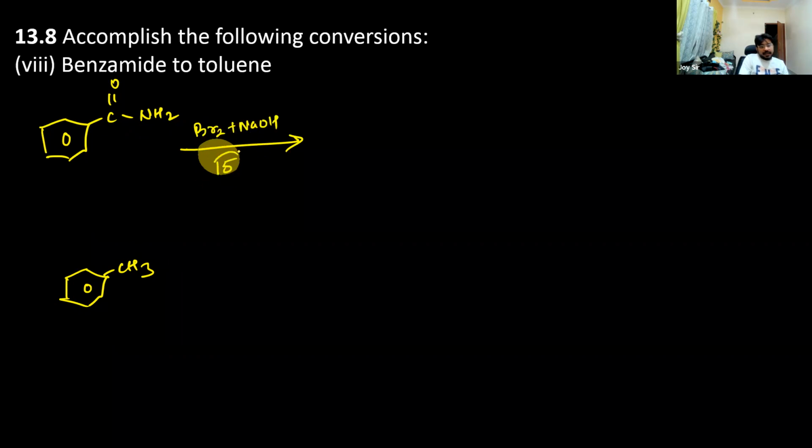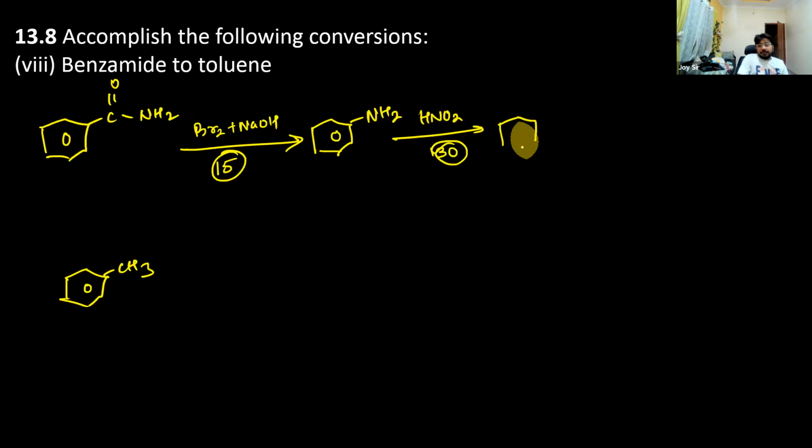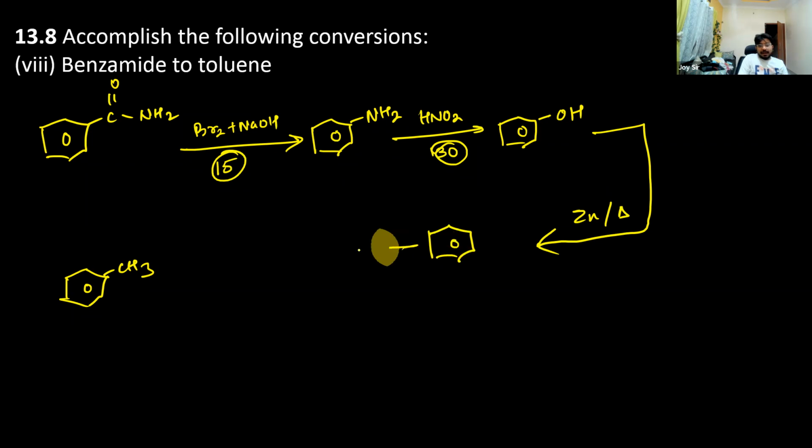Number 15. What does it become? It becomes our aniline. Aniline, I can give it number 30. What happens then? HNO2, so it will become OH, phenol is created. Now from phenol, we can give it zinc dust in the presence of heat. It becomes benzene. With benzene I can do a Friedel-Crafts alkylation reaction. To make alkyl benzene, I can give CH3Cl in the presence of anhydrous AlCl3. So it becomes CH3, this is our toluene.